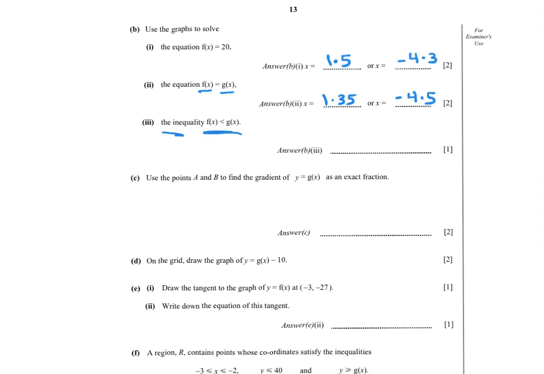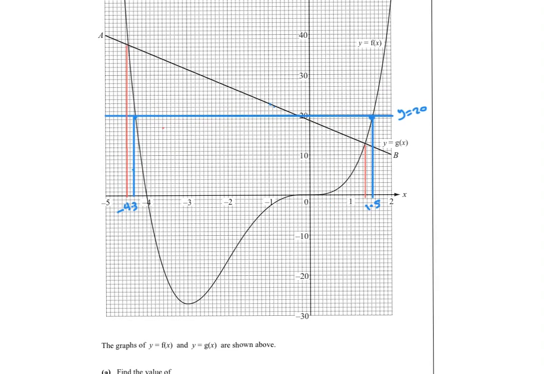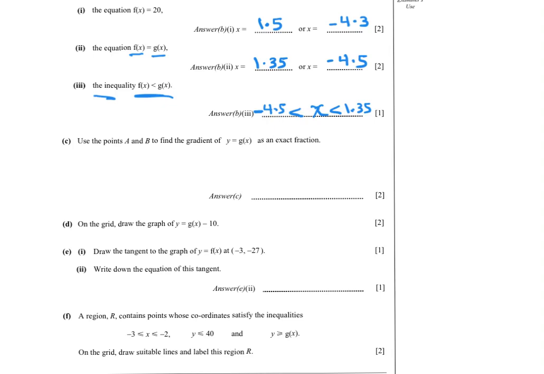When the curve is below the line, let me go back to the graph. If you look at the curve, the curve is below the line from negative 4.5 till 1.35, till they intersect. The x coordinates of the intersection points are negative 4.5 and 1.35, and between them the curve is below the line. So f(x) less than g(x) between negative 4.5 and 1.35, if x is more than negative 4.5 and less than 1.35.